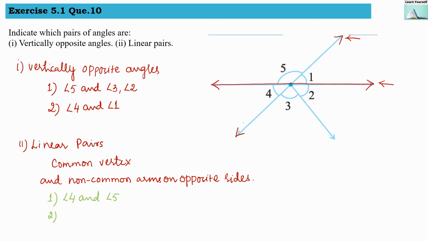Now the second linear pair is angle 5 and angle 1. These two angles are making a linear pair as they are sharing a common vertex and they both have non-common arms opposite to each other. So angle 5 and angle 1 are making another linear pair.